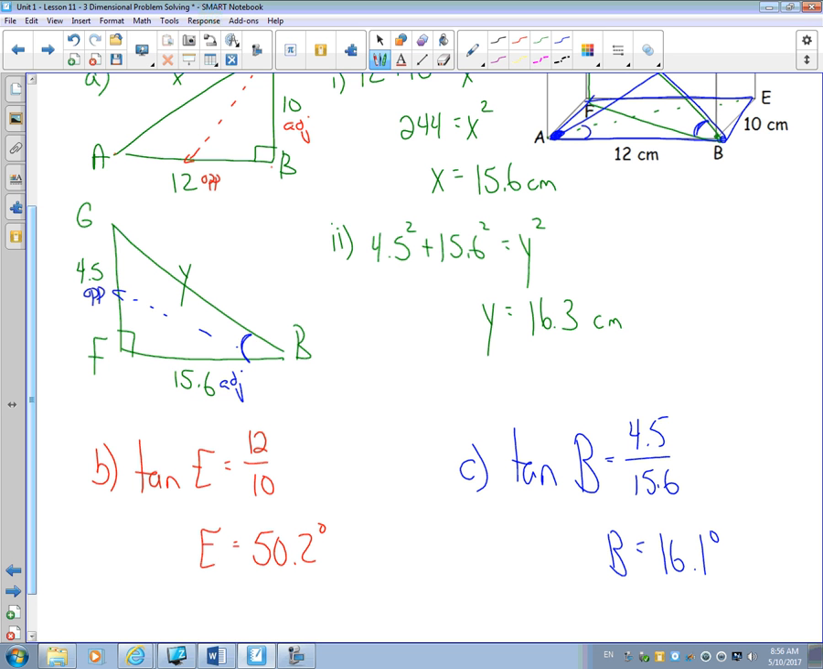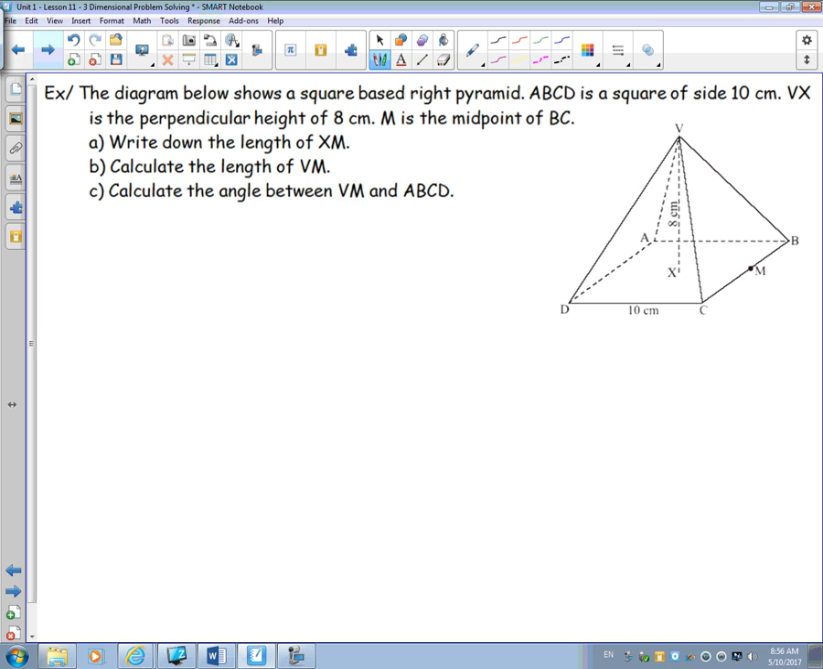And the third example there we did with rectangular prisms. So last example, let's take a look at something that's not a rectangular prism. Let's look at a pyramid. So what do we have here? We have a square-based right pyramid.